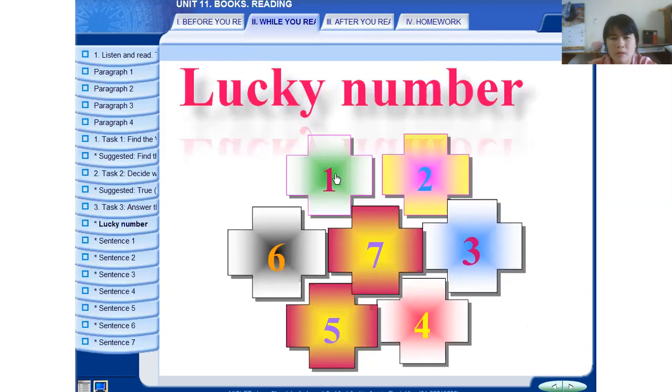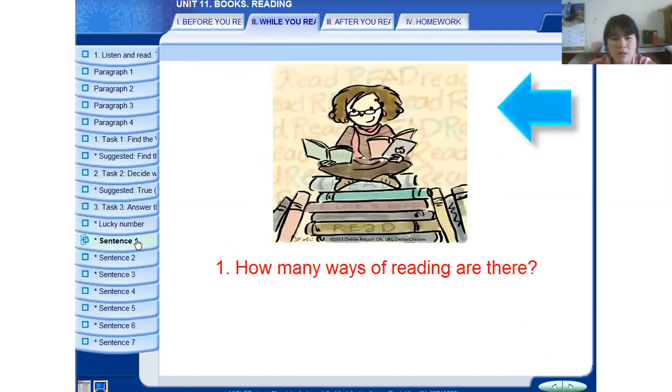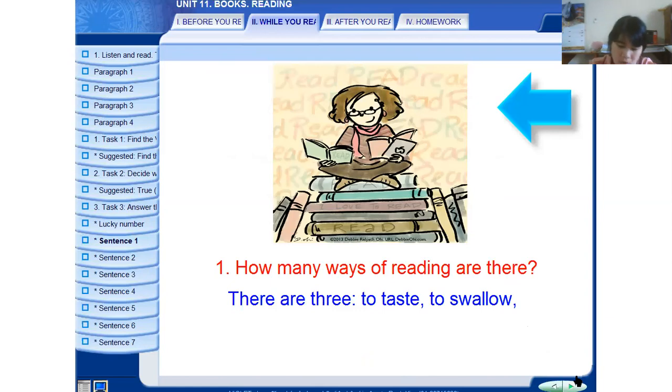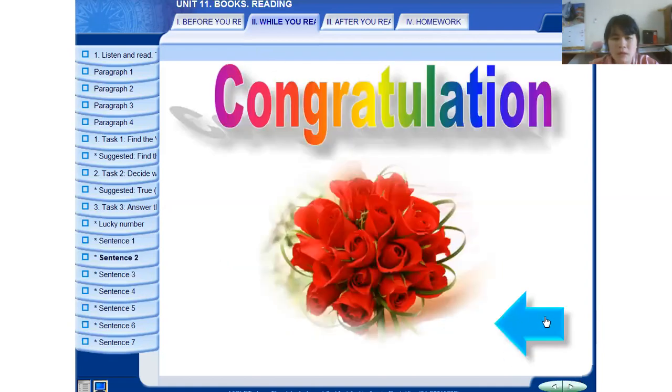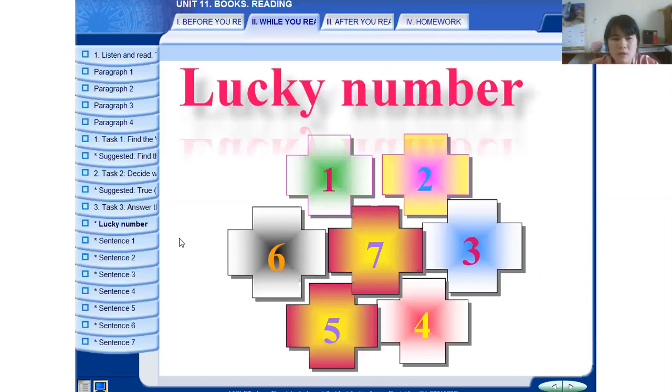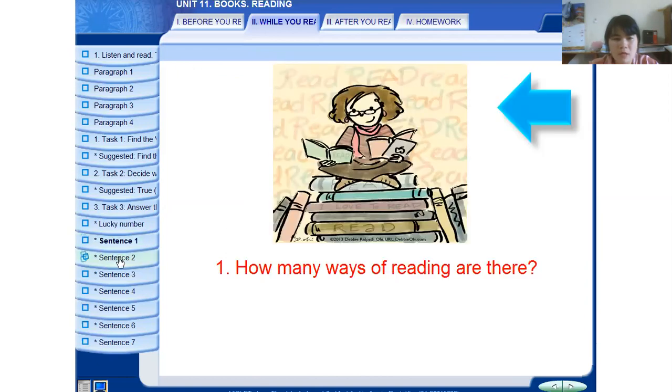Yes, number 1. How many ways of reading are there? Yes, that's it. There are 3: to taste, to swallow, and to chew and digest. 3 ways. What's the last answer? Yes, answer number 2 already.